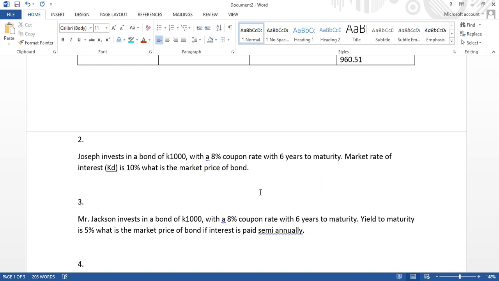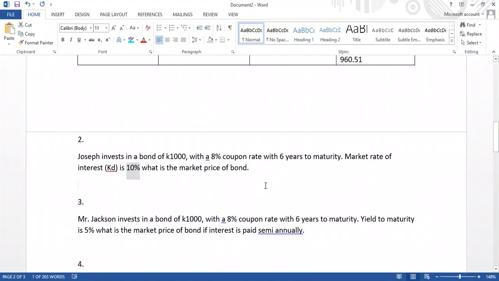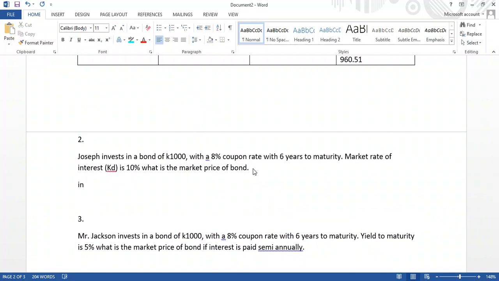Joseph invests in a bond of 1,000 with a 8% coupon rate with 6 years to maturity. The market rate of interest is 10%. What is the market price of the bond? The market rate of interest, also called the cost of debt, is the market interest rate applicable on the bonds. So this is going to be still our discount factor. The same way we did our previous question, the same way we're going to do this question.